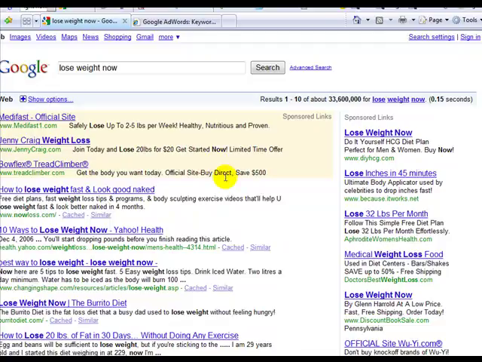One of the things that happens is whenever somebody types in "lose weight now," when these ads appear, if I'm not going to click on anything, that means these people will not pay anything. They only pay when somebody clicks on the ad. That's one good thing, because you're not just paying for people to see your ad. You're only paying when people actually come to your site.